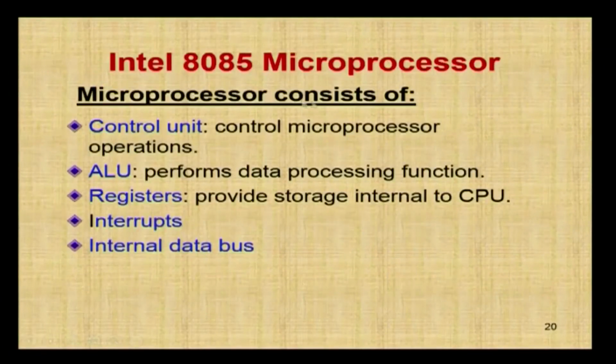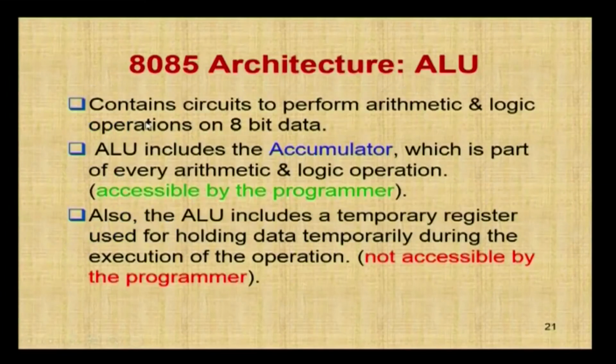So, in summary, the microprocessor consists of a control unit, an arithmetic logic unit, registers, and external signals, which are called interrupt signals, and it also contains the internal data bus. The processor performs arithmetic and logic operations on 8-bit data. We saw the register A, which is called the accumulator. This accumulator is part of the arithmetic logic unit, and the register A can be accessed by the programmer.